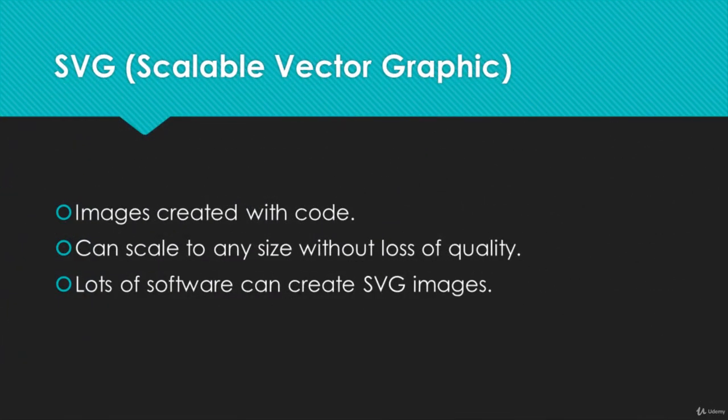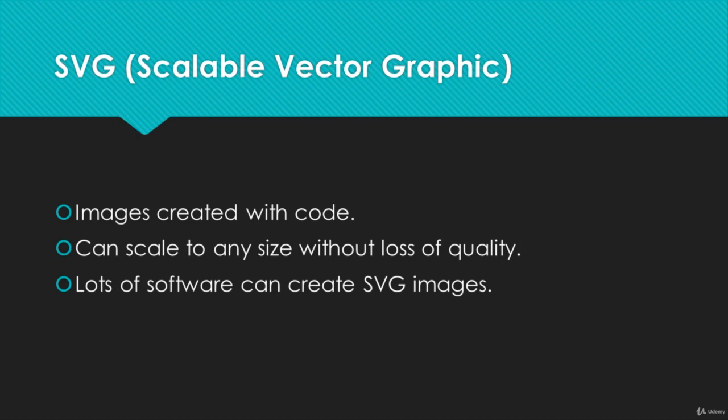SVG stands for Scalable Vector Graphics. SVG is a type of image, just like PNG or JPEG images. However, unlike other image types, SVG is created using code. There are a lot of benefits to using SVG images.